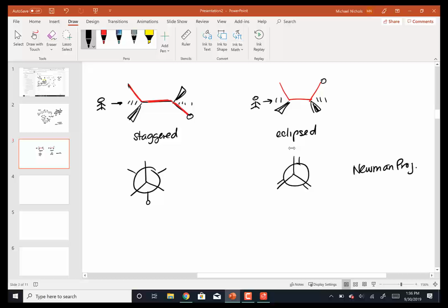That's the best mnemonic I can come up with. Okay.